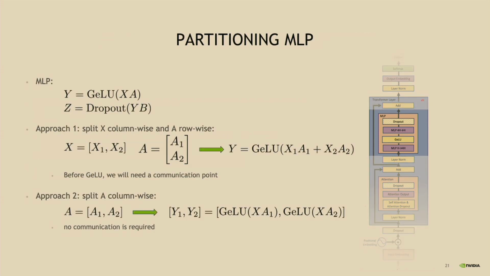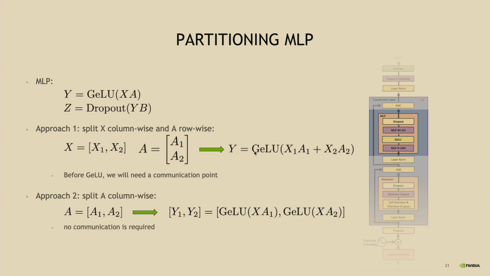As I mentioned, there are two main blocks, MLP and self-attention. MLP is easier because it's just linear layers, so let's start with that. The MLP consists of a matrix multiply, a GeLU nonlinearity, another matrix multiply, plus dropout. If we split the first matrix multiply A row-wise, we end up with Y equals GeLU of X1A1 plus X2A2.